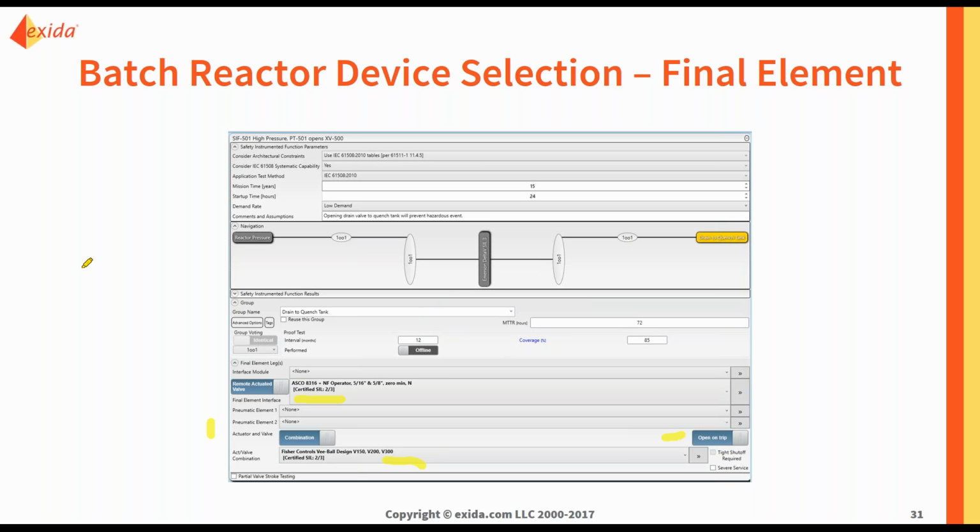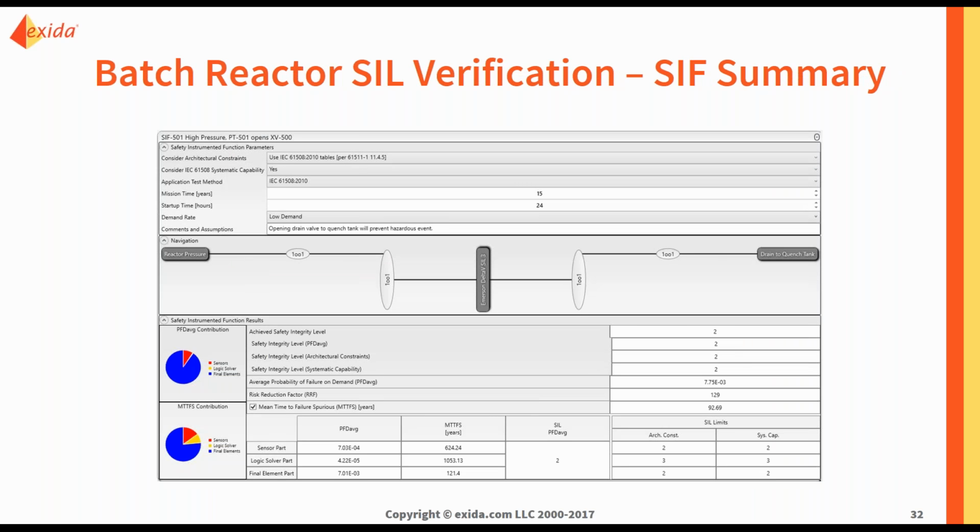Once your equipment is specified, you can go to the SIF summary, and here you'll see the entire SIF. You'll see the SIL level based on each of our factors, so probability of failure on demand, architectural constraints, and systematic capability. And at the top you can see the final achieved SIL.